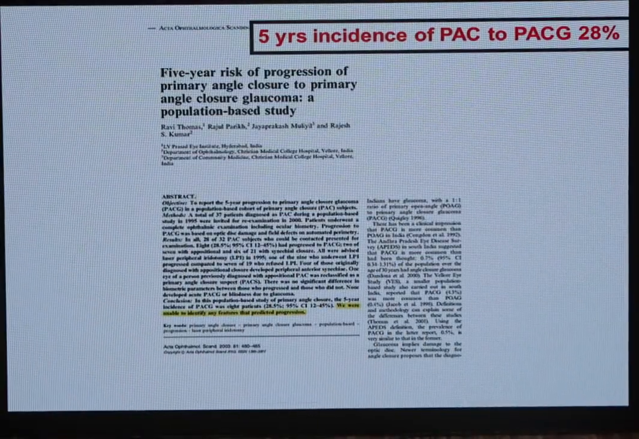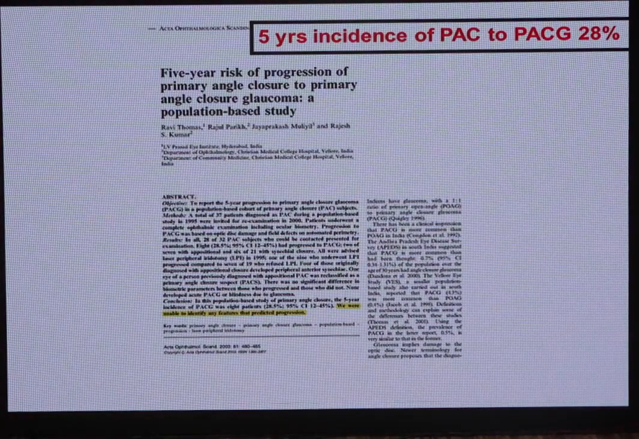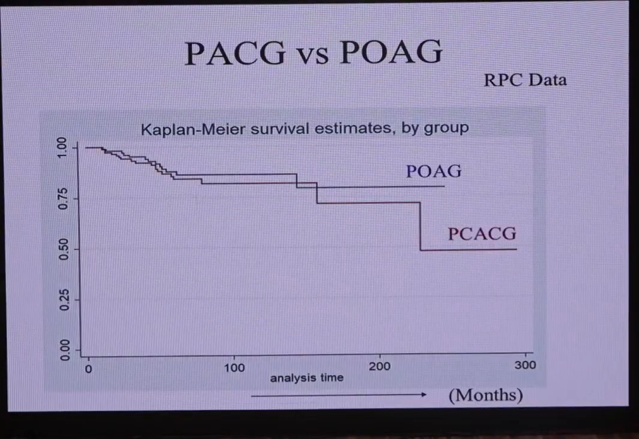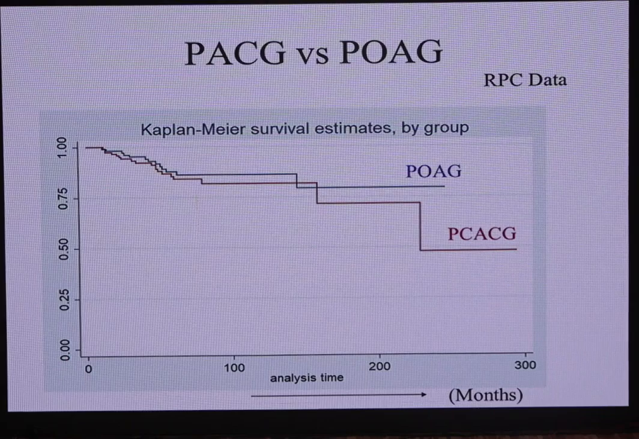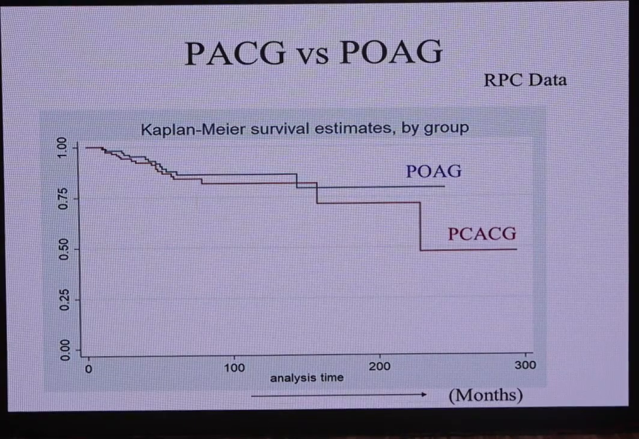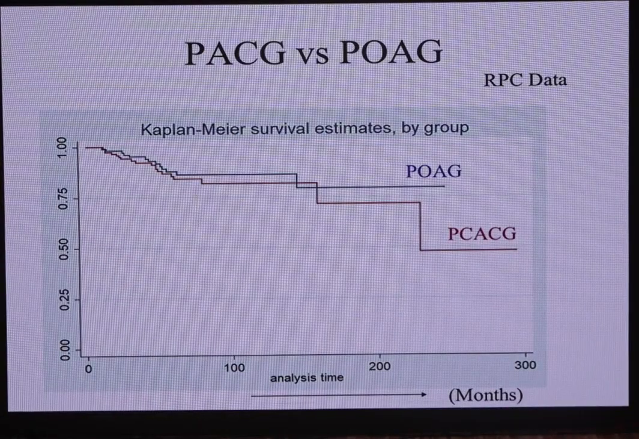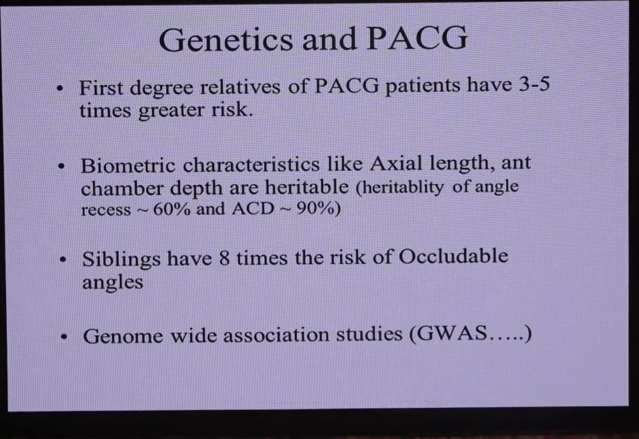The 5-year incidence from PAC to PACG was earlier considered to be 28%. Obviously now it has come down, and people do not see such fast rates of progression. Also, because of better management of these eyes, more and more patients are getting lens extraction early. Therefore the progressions are much less than they were before.